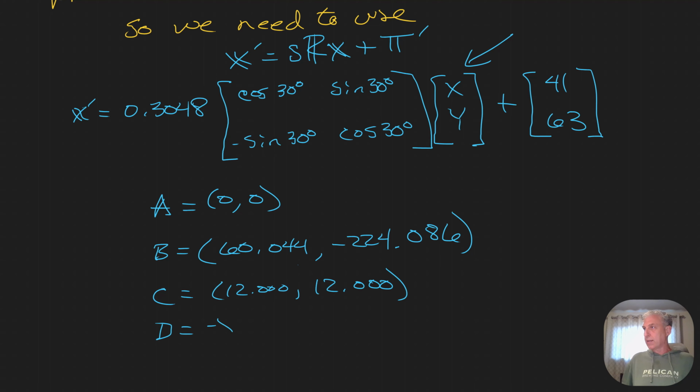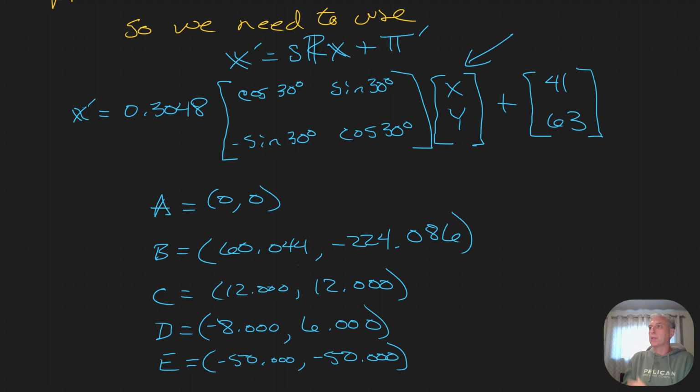D equals -8 and 6, and these are just made up numbers, so E equals -50 and -50. So a bunch of random points. The only one that's not random is the origin of our old reference frame.